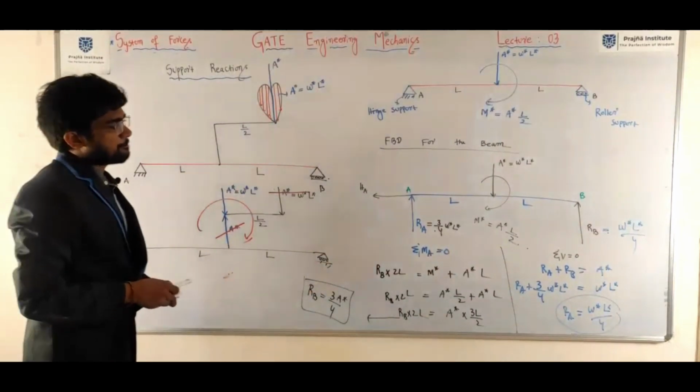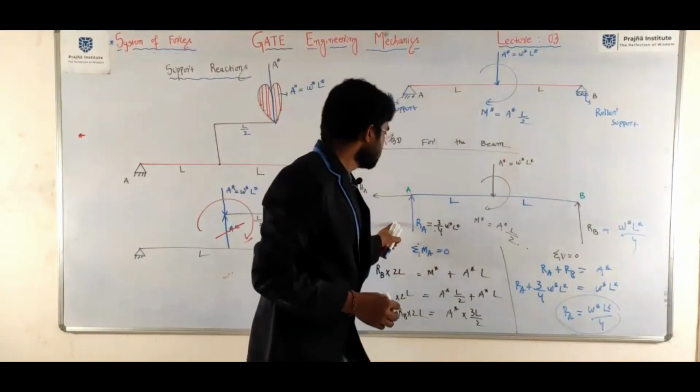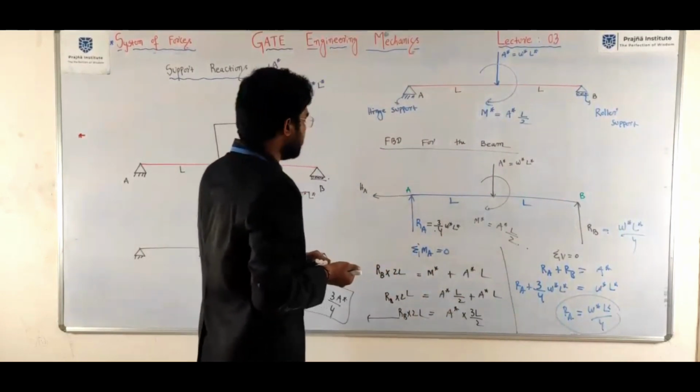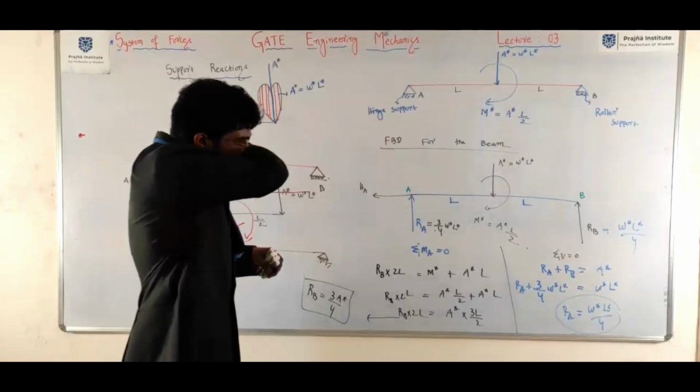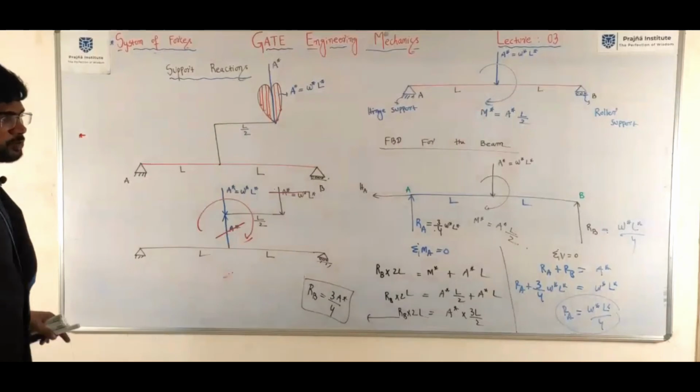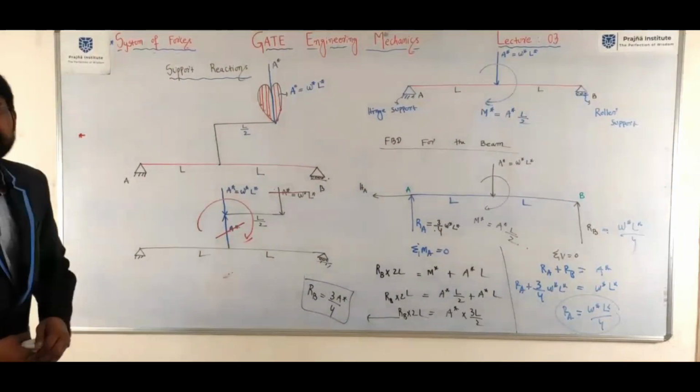Or else you can apply moment about B. You will directly get RA. What is the moment about B? Tell me. Understood up to here? It is very simple.